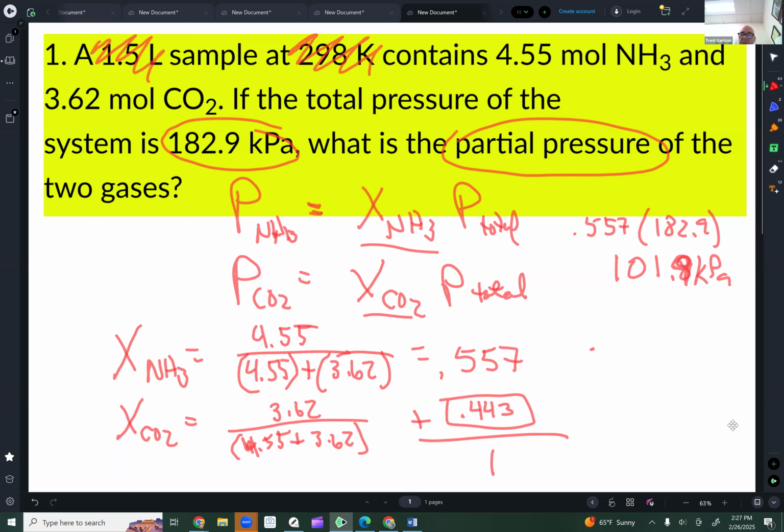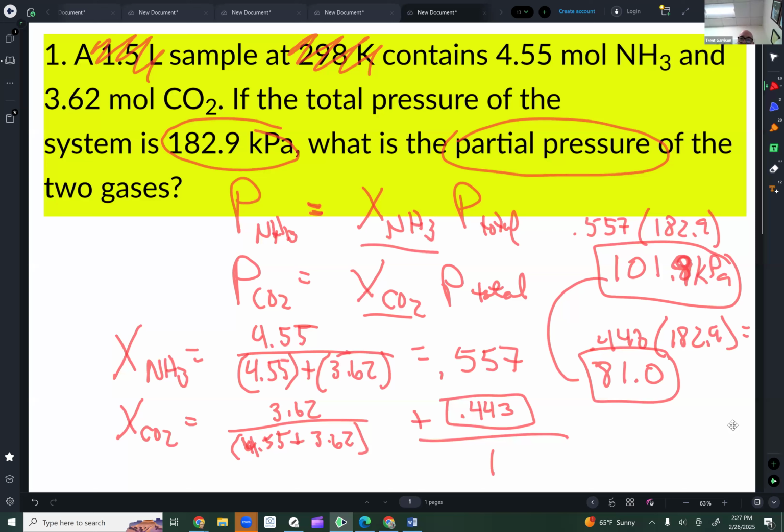And then for the other, I would have 0.443 times the same total pressure. So 0.443 times 182.9, and it's going to equal 81.0. Now notice if you added those two values together, they would be the same as the total pressure because these are each partial pressures.